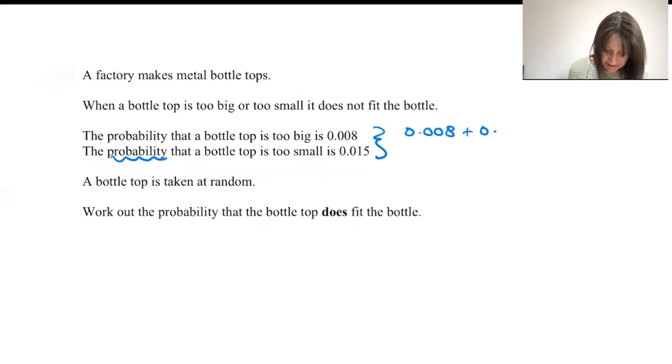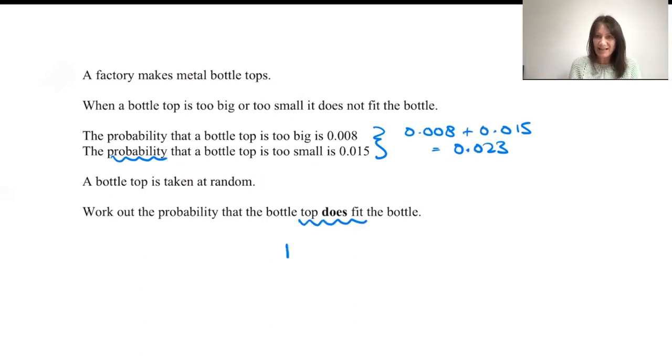Plus 0.015, and I get 0.023. Now that is the probability that it's not going to fit. I'm being asked to find the probability that it does fit, and that's where that 1 comes in. I know them fitting and not fitting together will add to 1, so I do 1, take away what I know about them not fitting to give me my answer. That is the probability that the bottle top fits.